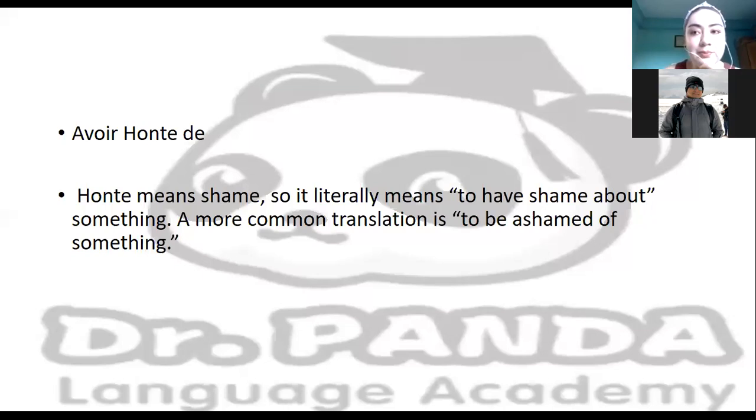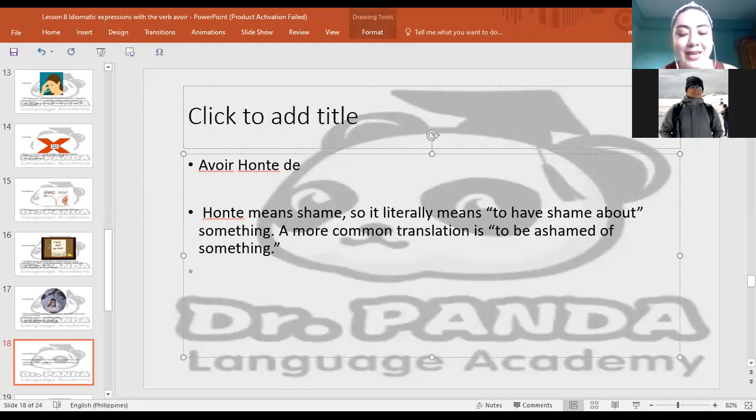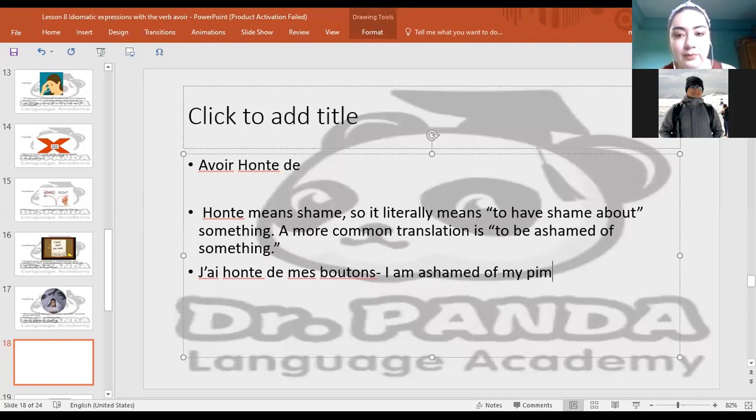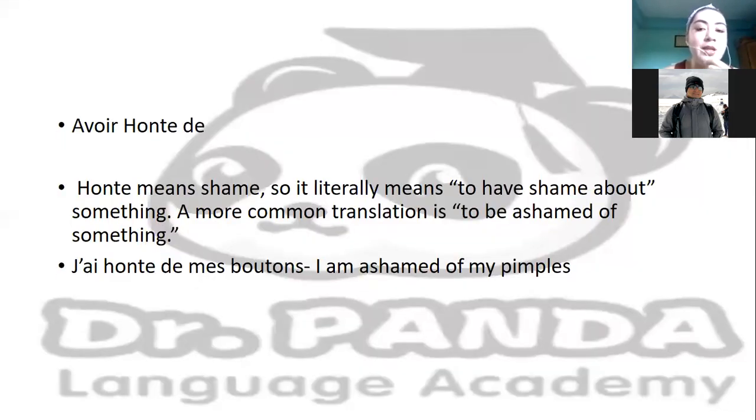avoir honte de. Yes, so honte means shame. So it literally means to have shame about something. A more common translation is to be ashamed of something. Okay, so for example, when you want to say, I'm ashamed of my pimples, you can say, j'ai honte de mes boutons. Bouton. Yes, which is pimples. Okay, so j'ai honte de mes boutons. Yes, which means I am ashamed of my pimples.